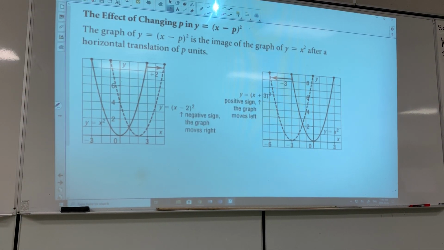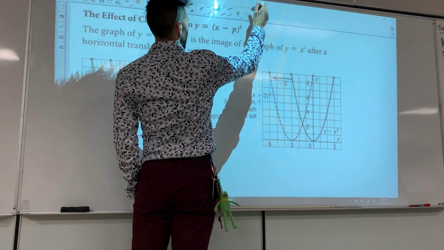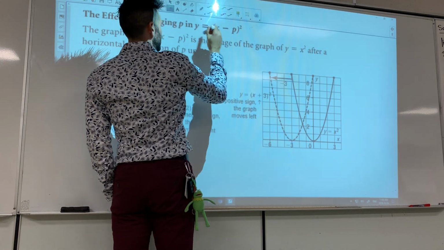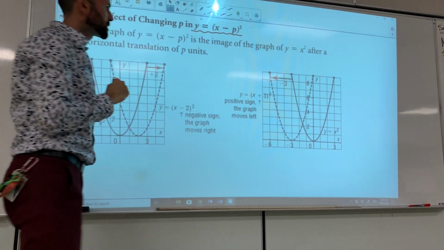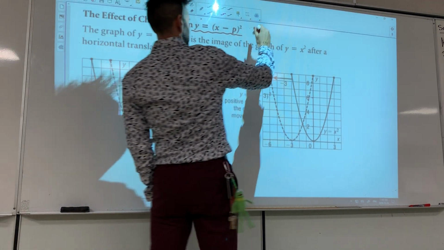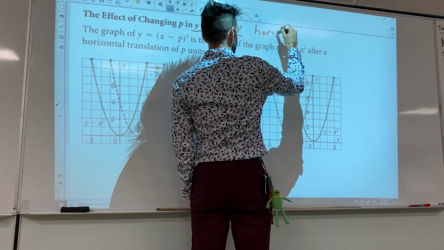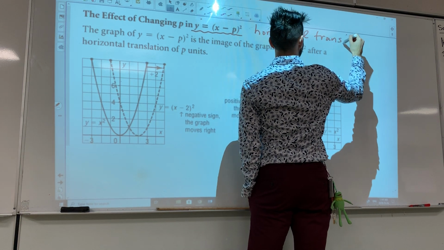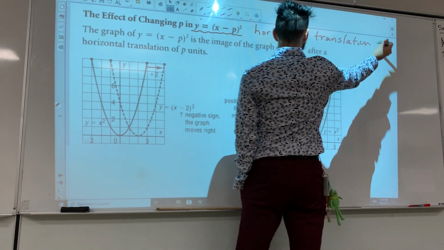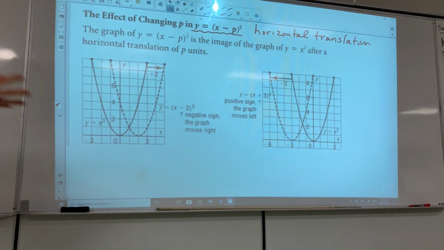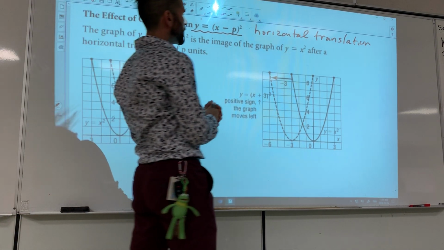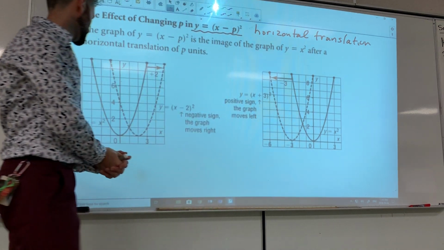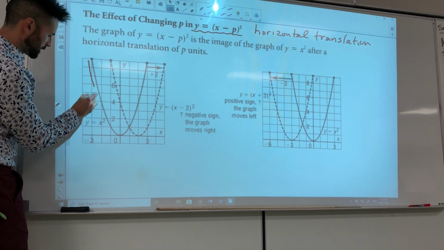All right, trickier. When we put the transformation in the brackets with the x variable and you square it, some weird stuff starts to happen. Okay, so yesterday we saw that this was a horizontal translation. Okay, so it's a horizontal translation, and it always moved in the opposite direction of what you'd sort of expect. Okay, so well, let's just look at the example.